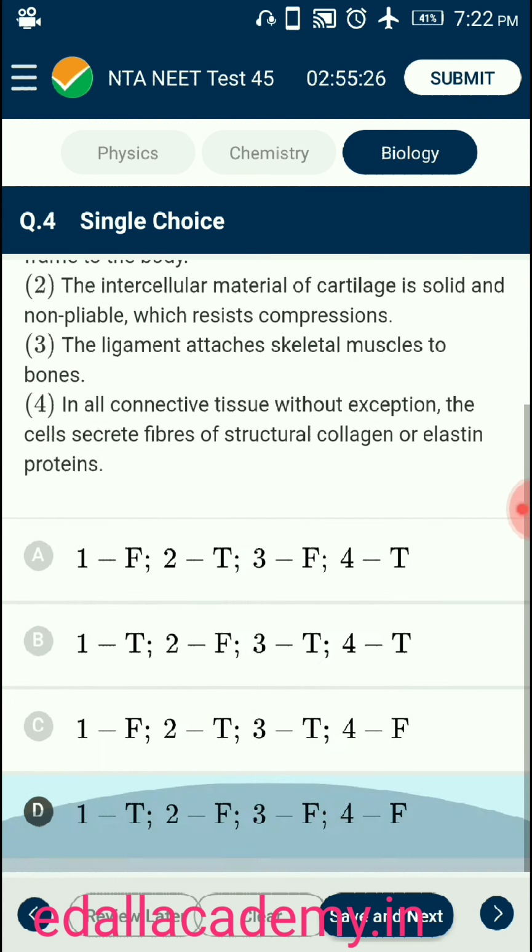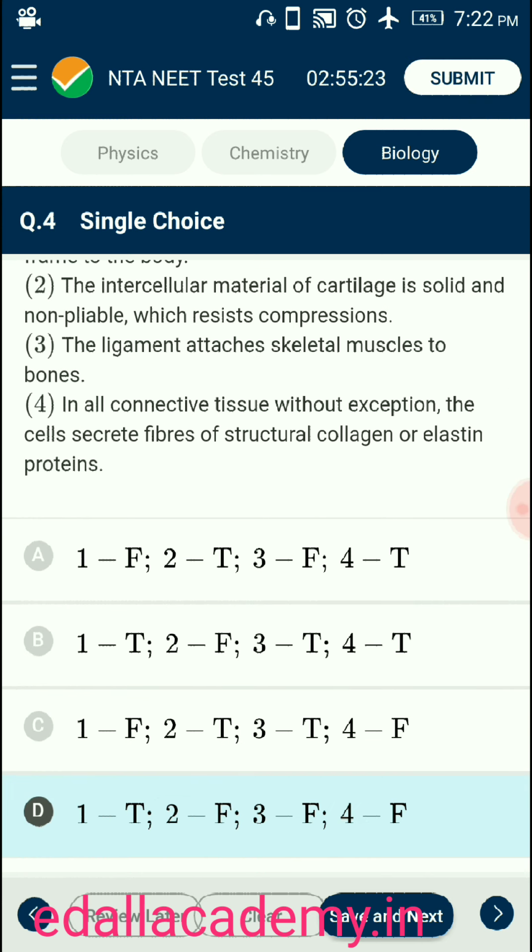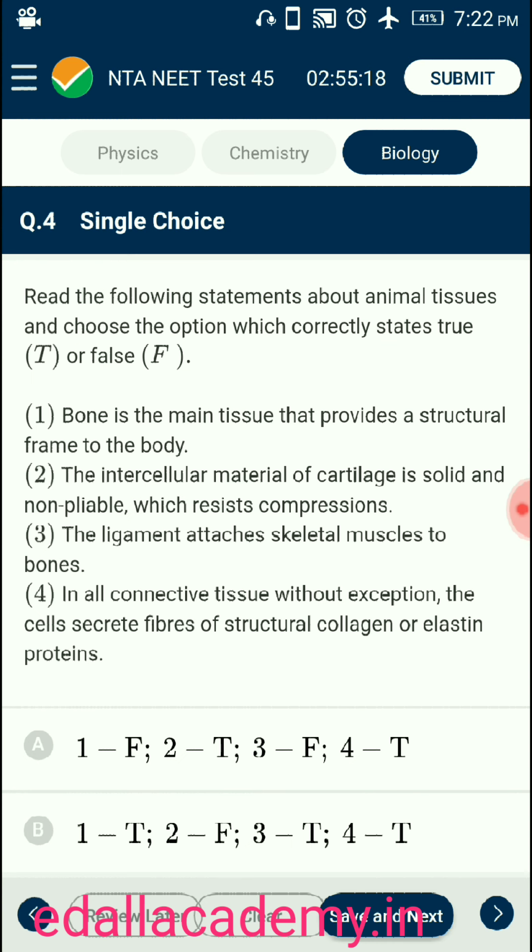Statement 1 is true, statement 2 is false, statement 3 also false, statement 4 also false. From the given 4 statements, statement 1 alone is true; the remaining 3 statements are wrongly given.